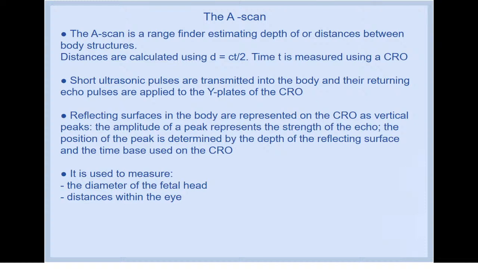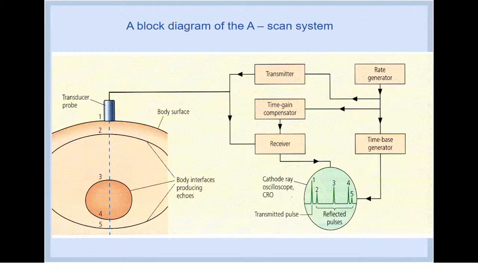The A scan, or amplitude scan, is essentially a range measuring system. The rate generator, at regular intervals, simultaneously activates the transmitter, the time-base generator, and the time gain compensator.